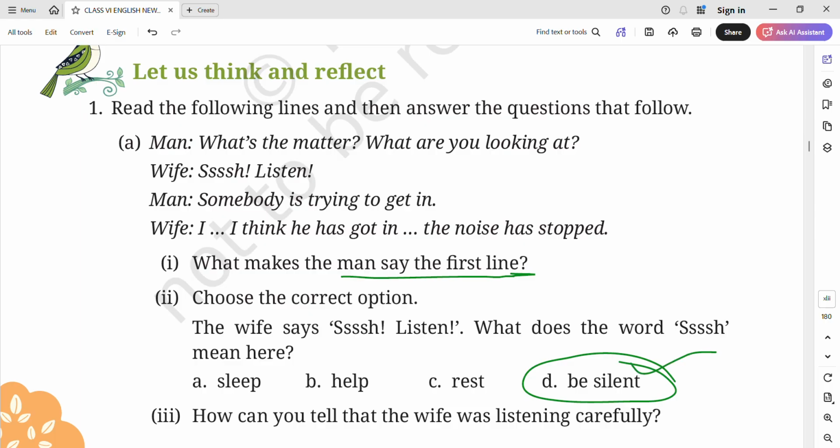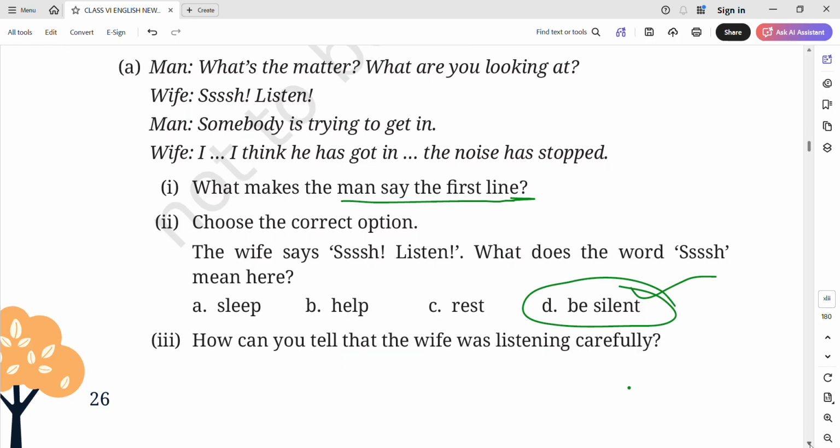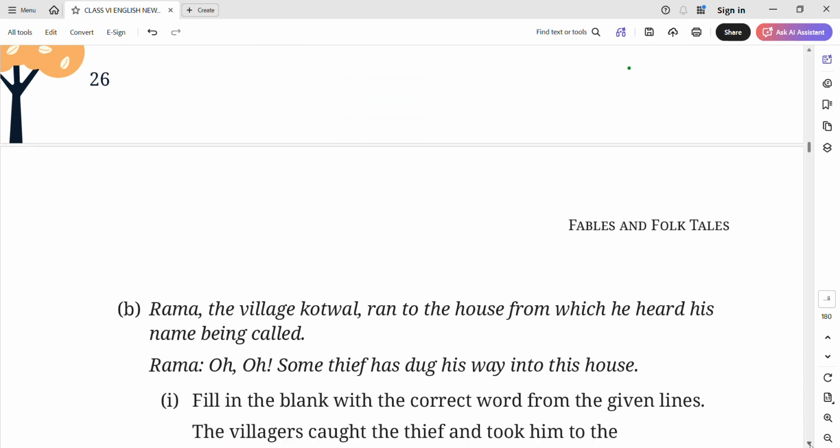Coming to the next, how can you tell that the wife was listening carefully? She was listening very carefully because she asked her husband to be quiet and listen to something that she was also listening to at that time, and that is why we can say that she was listening very carefully and asked her husband to listen to that.